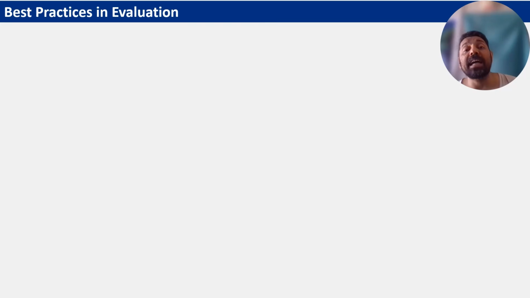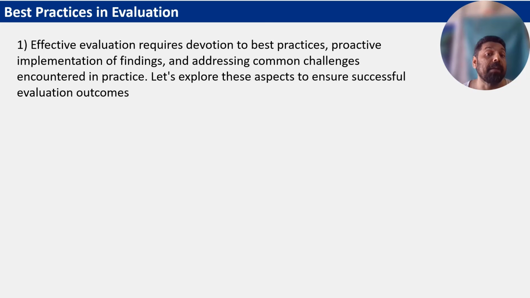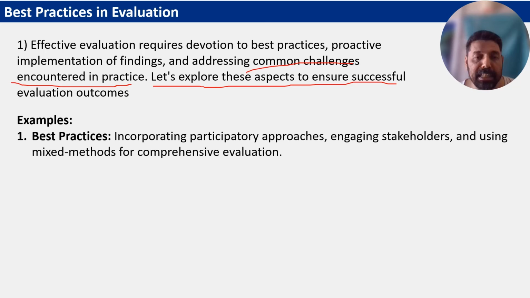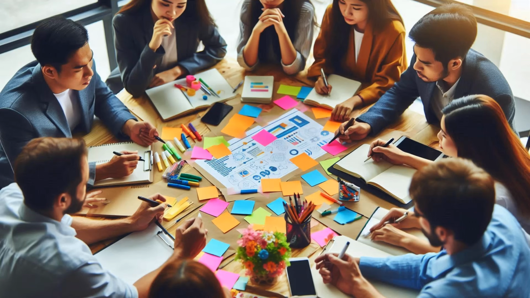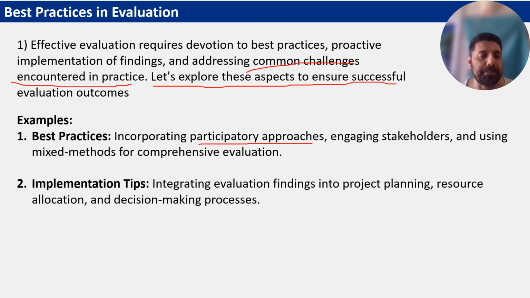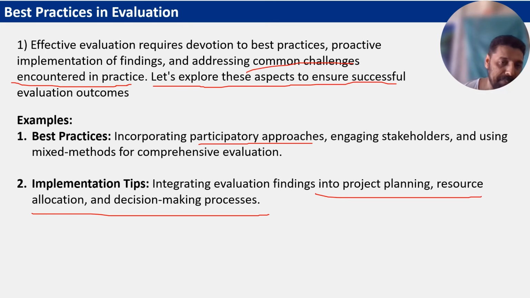Effective evaluation requires adherence to best practices, proactive implementation of findings, and addressing common challenges encountered in practice. Let's explore these aspects to ensure successful evaluation outcomes. Incorporating participatory approaches. These are some of the best practices which we need to ensure in our evaluation. Engaging stakeholders and using mixed methods for comprehensive evaluation. Another best practice, implementation tips: integrating evaluation findings into project planning, resource allocation, and decision making. This is one of the best practices.